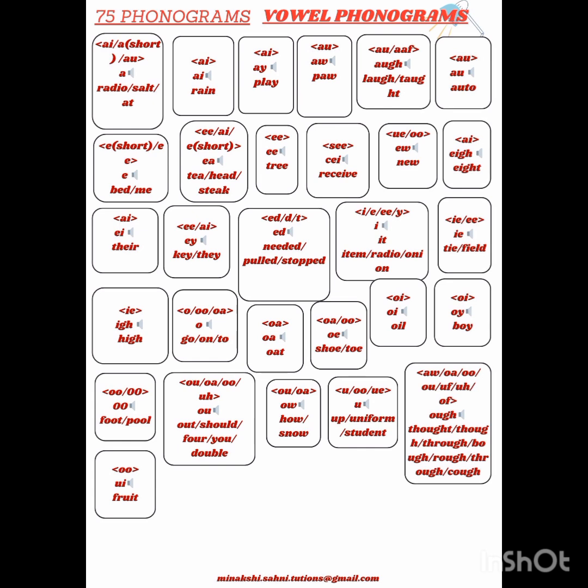In the first block, we are seeing that a single A is making a long A sound as in radio. A single A is making an O sound as in salt. A single A is making a short sound as in at. So here the grapheme is A, that is the way it can be written. A single A makes all these sounds, not just a short A sound, it also makes a long A sound and also an O sound.